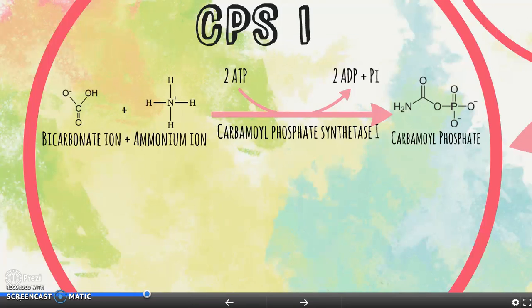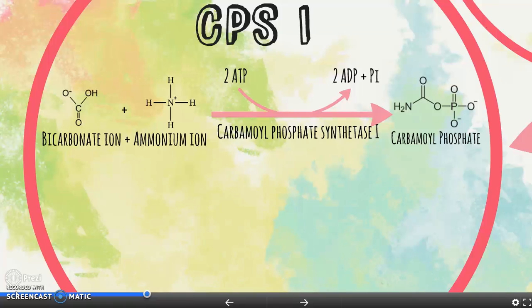Carbonyl phosphate synthetase activates bicarbonate by phosphorylation with ATP to form carboxyphosphate. Ammonia then reacts with the carboxyphosphate to form a carbamate intermediate. A second molecule of ATP is used to phosphorylate the carbamate intermediate to form carbonyl phosphate. Carbonyl phosphate synthetase 1 is the first committed step of the urea cycle.